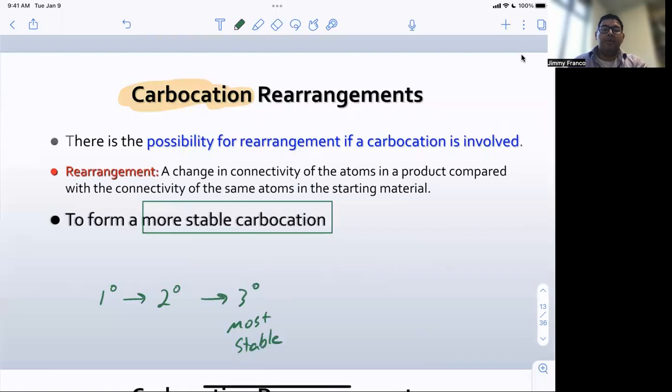All right, so for example, we'll rearrange if we're a secondary and can move to a tertiary. We won't ever go the other direction, but we'll definitely go in this direction. So primary would rearrange to a secondary or tertiary, but a tertiary won't ever rearrange the other way. All right, so that would be the driving force for this rearrangement.